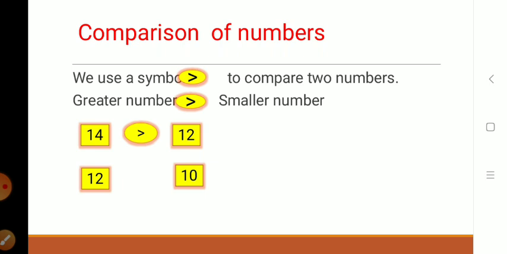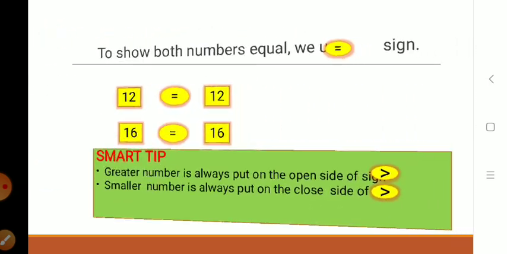Now see the next, 12 and 10. Again the open side is facing the greater number. And how will you read it? 12 is greater than 10. Again you have to remember one thing: a two-digit number is always greater than a one-digit number. Suppose two numbers are given, 6 and 14. The 14 is greater because it has two digits. Now we will see another symbol.